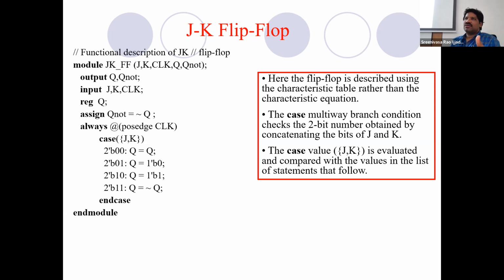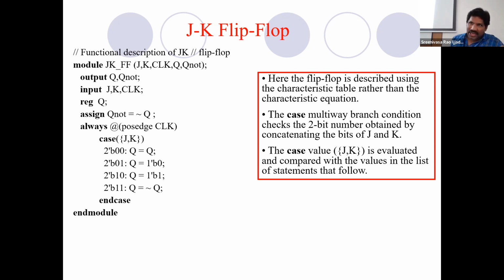So then J is 1, K is equal to 0, which means set case, so Q is equal to 1. Another case alternative is both J and K are 1, 1. Then Q is equal to negation of Q bar. Q means, if the previous Q value was 0, now it is 1; if the previous Q value was 1, now it is 0. That is called toggling. And case and module. This is the JK flip-flop implementation.